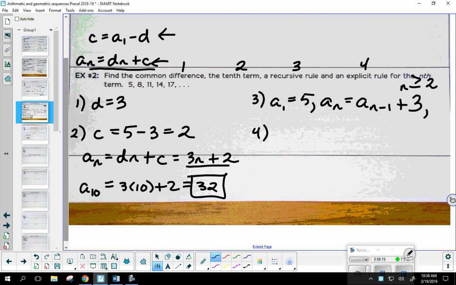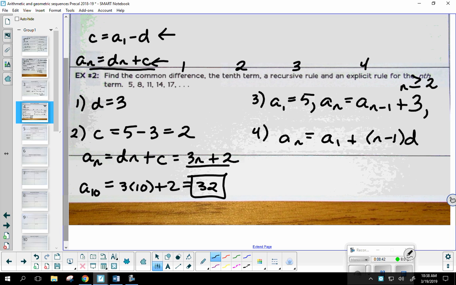So we want an explicit rule. I'm going to use the general form that I was taught a really long time ago. a sub n is equal to the first term plus the difference of the term number and 1 times the common difference d. This is the formula that I like to use more than anything else. Remember, we saw one of these yesterday.